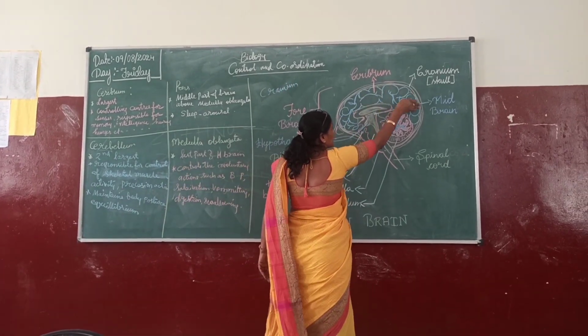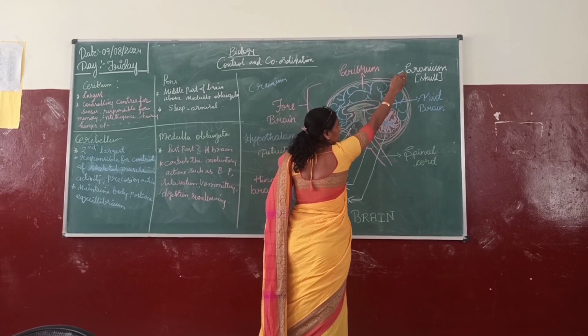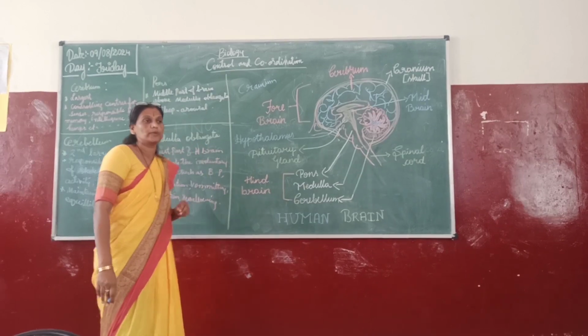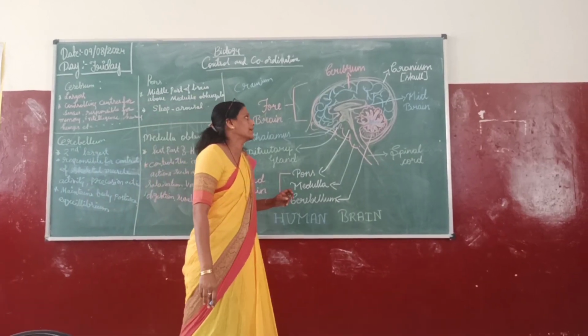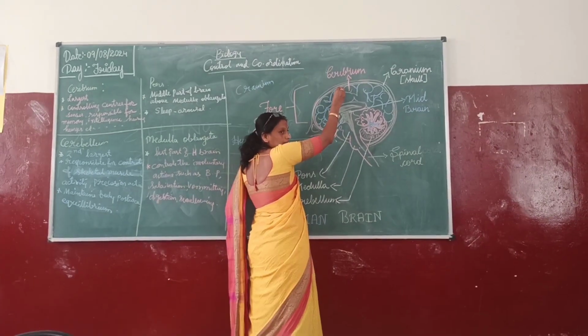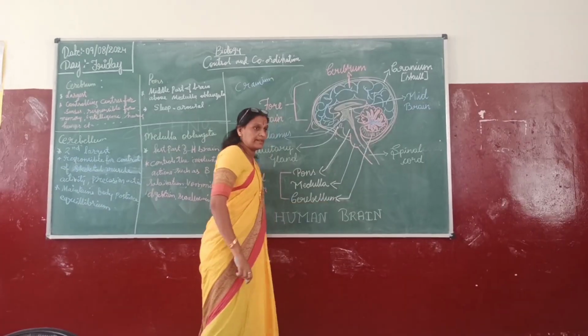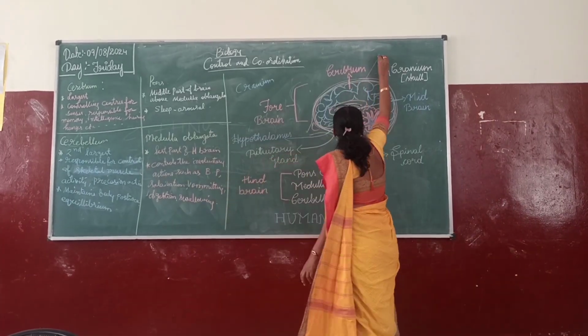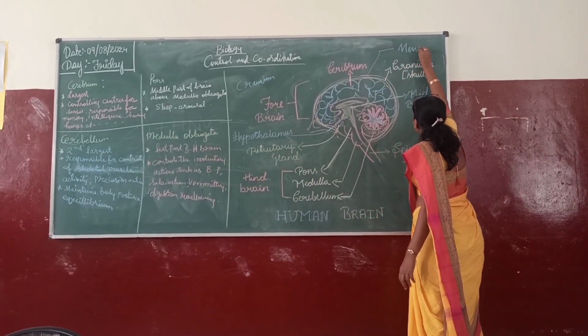See, this outer part is called the cranium, and it is also called the skull. We can call it by two names: cranium or skull. And it has three layers: the outer, middle and inner. These three layers collectively are called meninges.